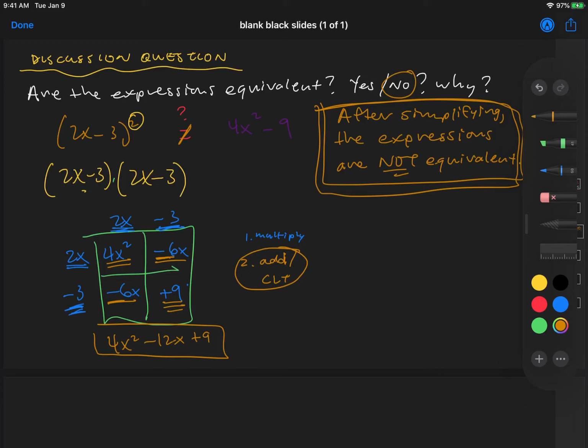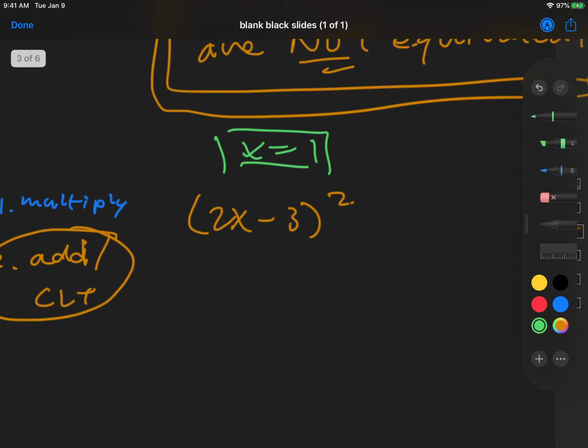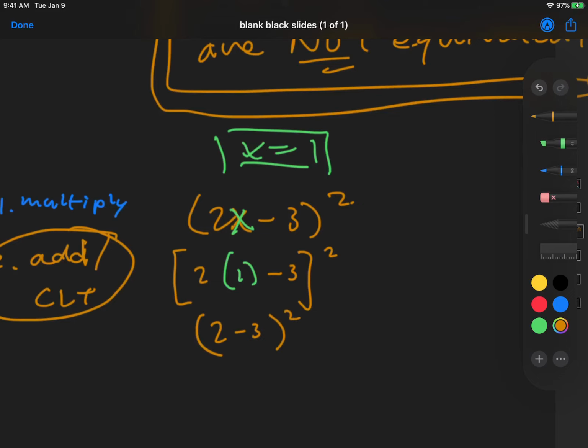This would be a little bit hard to show, but you can graph it, or the one I want to show you guys is by substitution. So if you just put in x equals 1, and you put that in here and here, and see what you get. Let's rewrite it: 2x minus 3 squared, and then you just put in a 1 here. You would get 2 times 1 minus 3, then this expression squared. 2 times 1 is 2, and 2 minus 3 is negative 1, and negative 1 squared is 1.